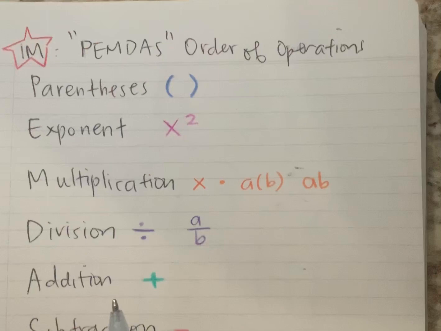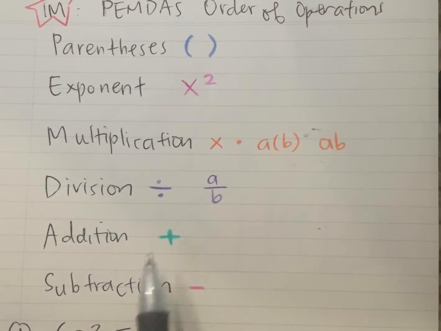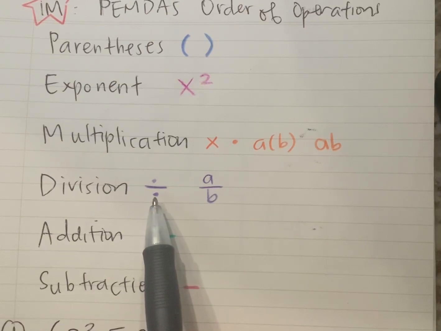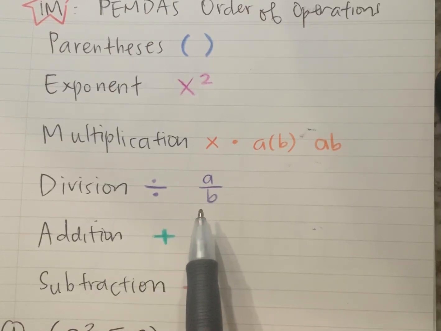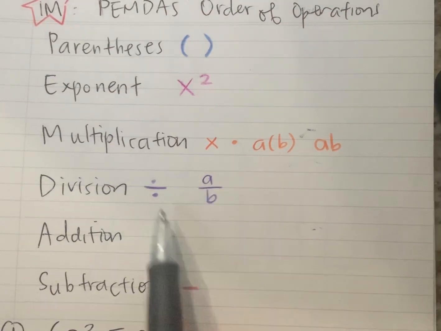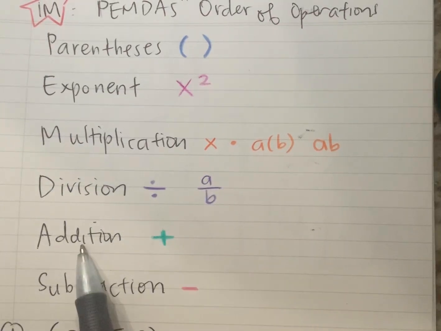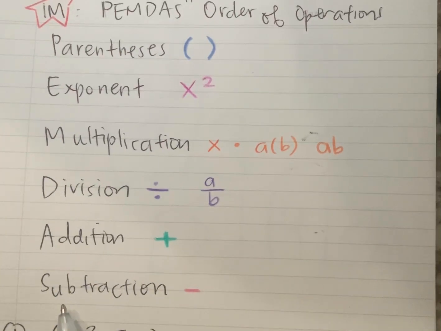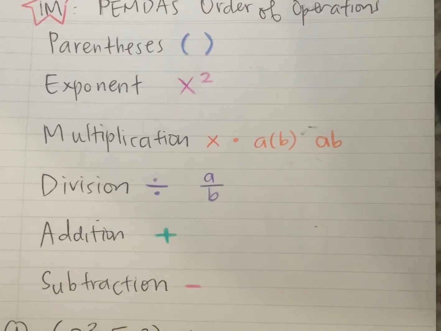Okay, division, I gave 2 representations of division: the standard division sign, and also division can be represented as a fraction. This doesn't mean every time you see a fraction you're going to divide, but it's just to know that division is an option if you do see numbers represented this way. Next, we're going to have addition, A for addition, and lastly, S for subtraction.